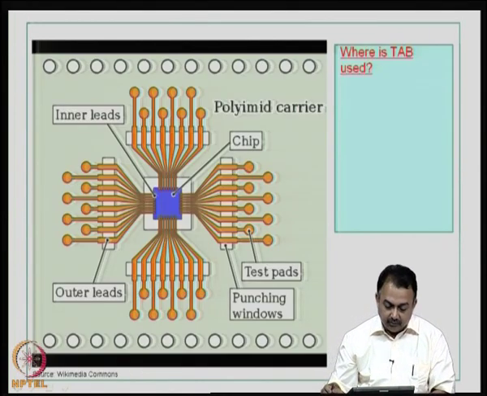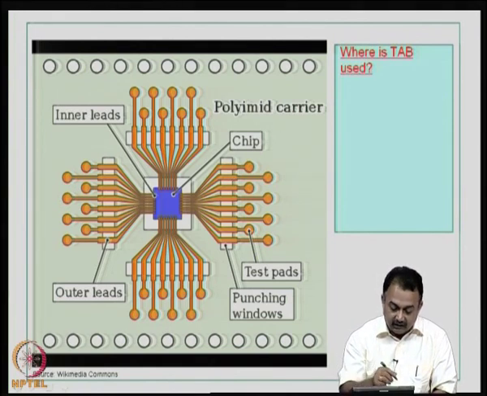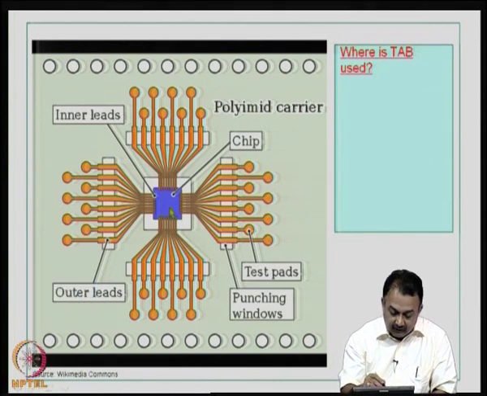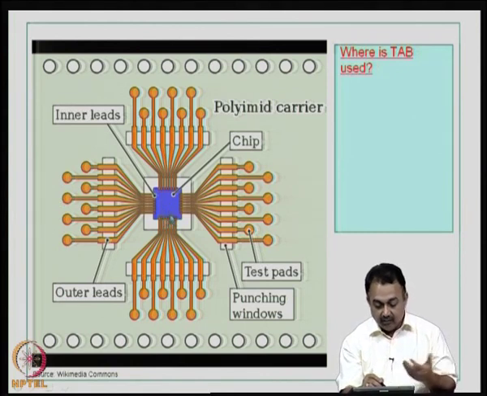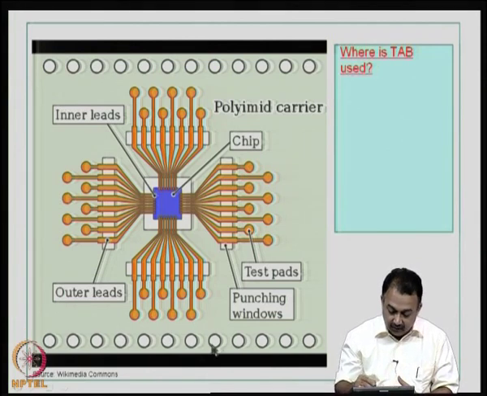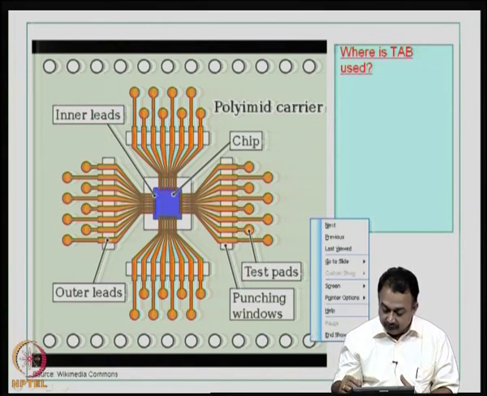So, I think this picture is much clearer. You can see here at the center, the die, the blue color material is the die that is coming from underneath, you can imagine, and this material here is the polyimide tape, which has got perforations because it comes in reel form and it needs to be attached to the TAB equipment.